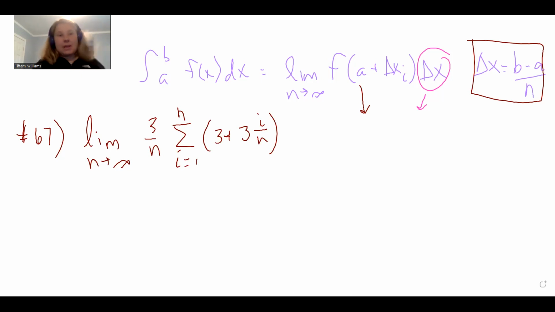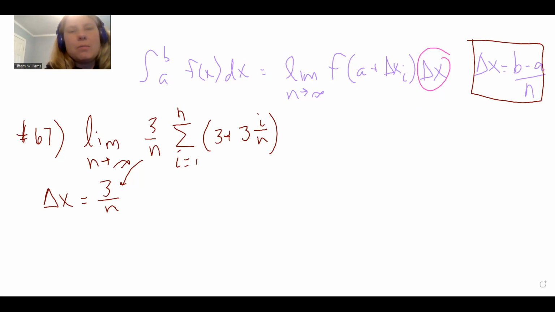If you want to make it easier, you can take that 3 over n that's out front, put it in the back there so you can see your delta x. I just automatically assume that when I say that number up front, that's my delta x. So I'm going to make a note here that my delta x is 3 over n. Now notice with this one, I am adding some stuff to this particular problem. I'm adding 3. So this 3 is actually going to be my a. So a is equal to 3.